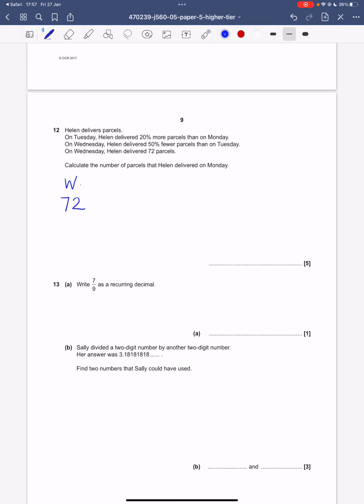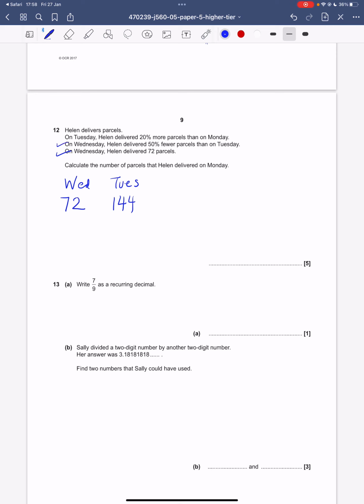Let's go backwards. Tuesday, Wednesday, so that I've done that line there. On Wednesday, Helen delivered 50% fewer parcels than on Tuesday. So that means that Tuesday must be doubled to 144, because 50% fewer than on Tuesday. If she delivered 144 on Tuesday, 50% fewer is 72. Okay, so working backwards, 50% fewer gives us a double. So I've done that one.